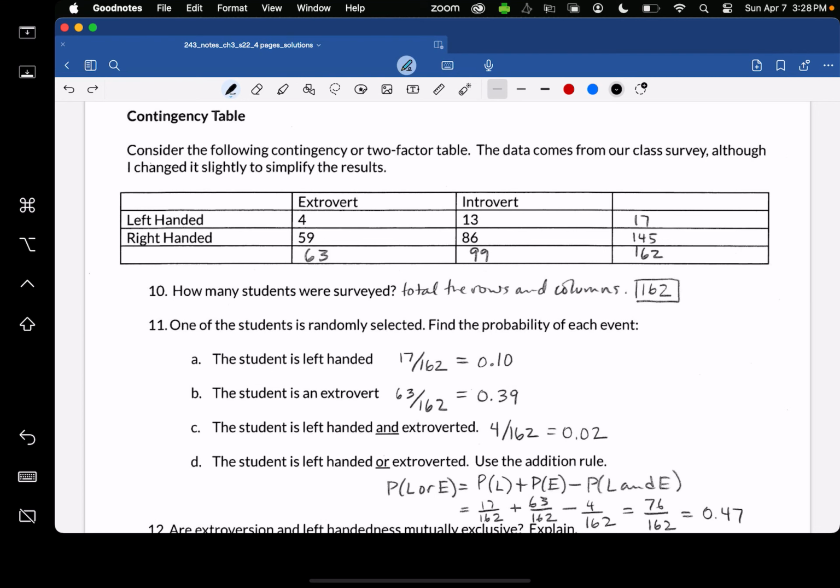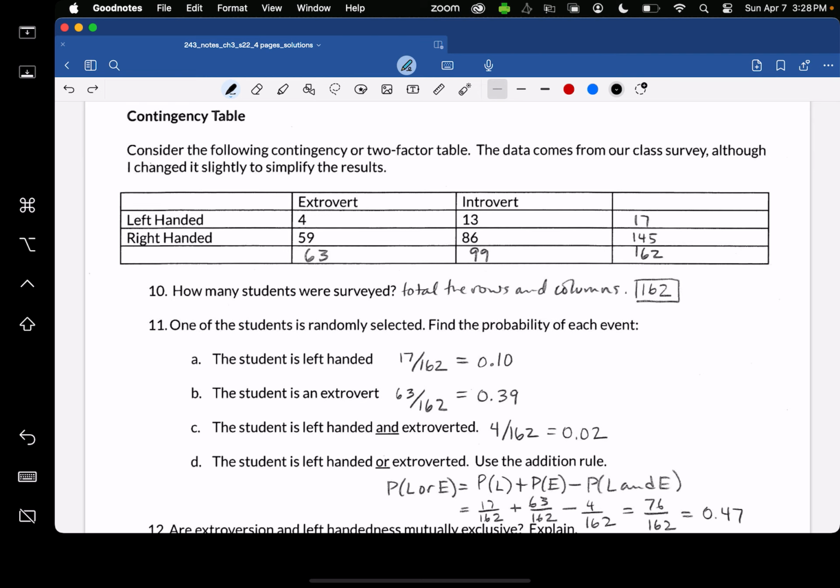Here I created a contingency table. The data comes from our class survey, although I changed it slightly to simplify the results. Across the top you can see that we had introvert and extrovert as options, and on the left-hand side we had left-handed and right-handed.